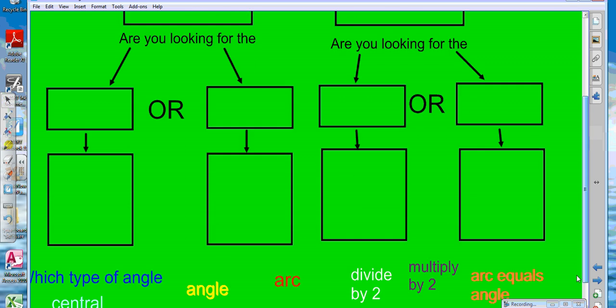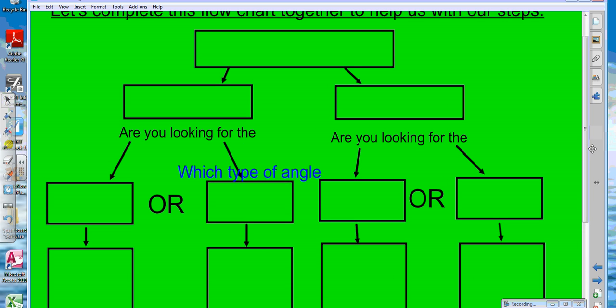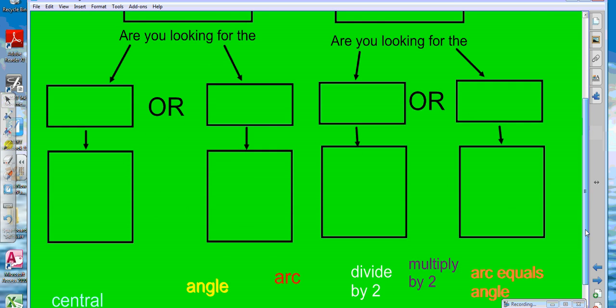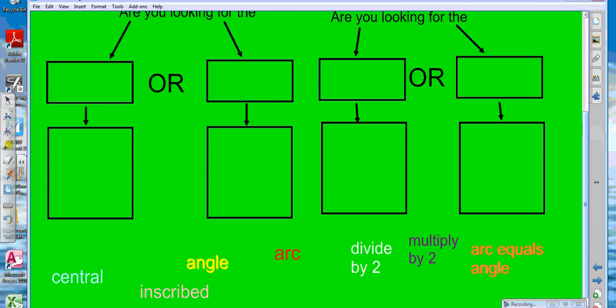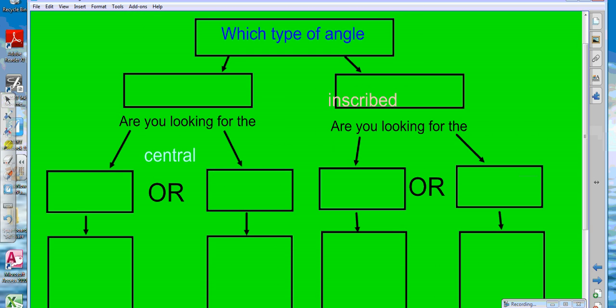So the top thing is going to be which type of angle we're looking at. Are we looking at an inscribed angle, or are we looking at a central angle? You can just fill in the words as we go, just handwrite them in. I think that would be a lot easier than circling and drawing arrows everywhere. You're going to confuse yourself. Okay, so which type of angle are we looking at? Are we looking at an inscribed or a central angle? So we can drag those words up. Me dragging should give you plenty of time to go ahead and write.